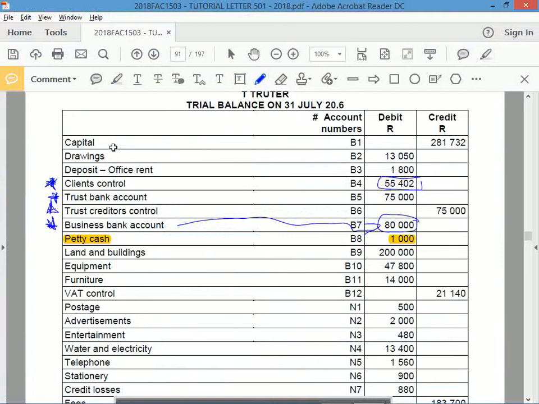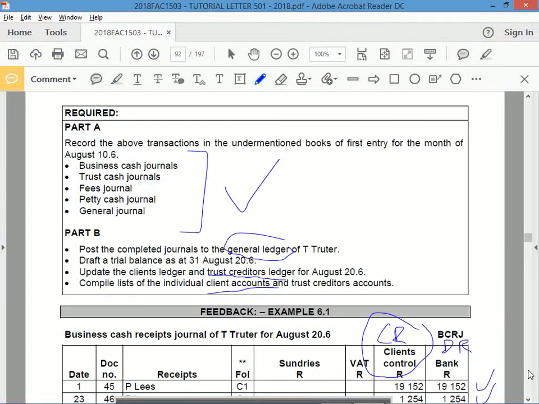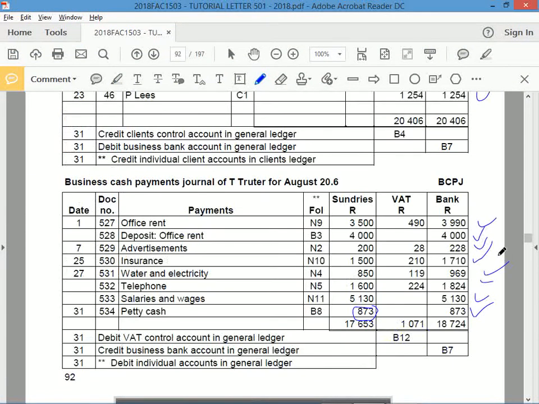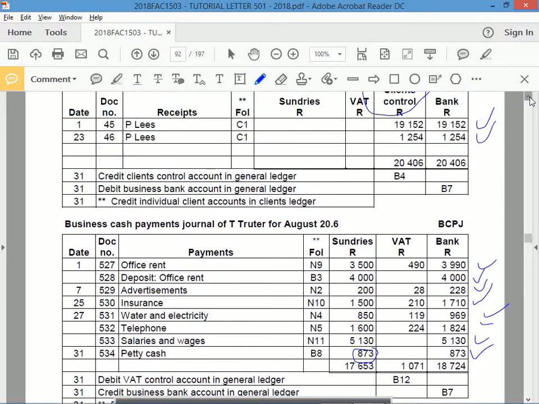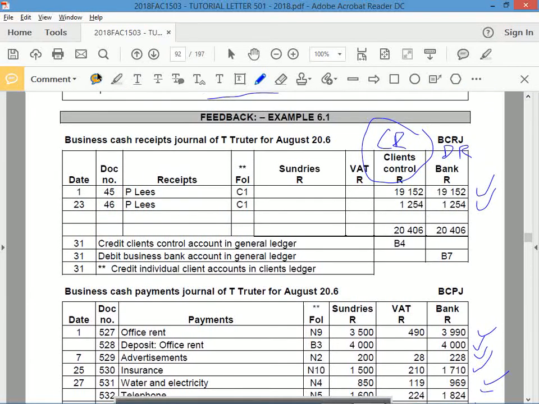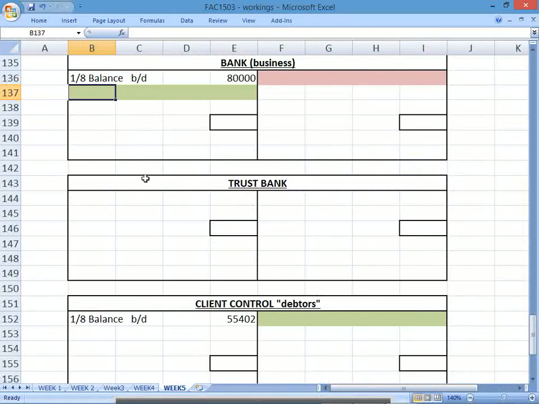What was this month or amounts? The month was August. The amount was 20,406. See, there's the total. Those totals are important because the business is not going to record every single one separately, because all of them have the exact same effect. So they're going to show that here.